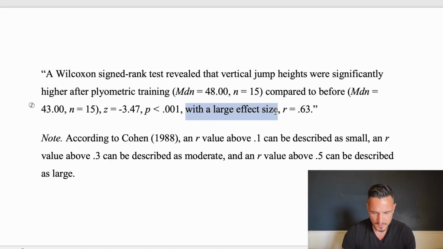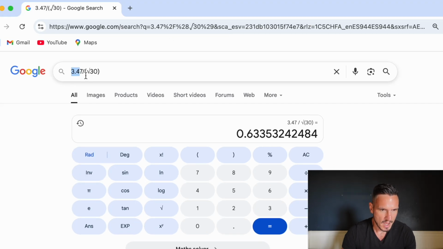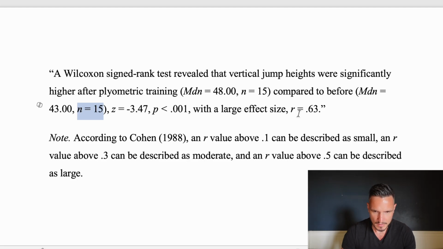Lastly, we've said that we have a large effect size and we have an r value of 0.63. So SPSS doesn't actually provide us with this value, so if we want to report it, we have to calculate it ourselves. And in order to do this, we take the Z value while ignoring any minus symbol that might be in front of it, and we divide that by the square root of the total number of observations. So we had 15 observations after the intervention and we had 15 observations before the intervention. So if we just go to Google, we can put the Z value here, and then we can ask Google what is the result if we divide that value by the square root of 30. And we have this value here of 0.63 rounded to 2 decimal places, and that's what we've reported here.